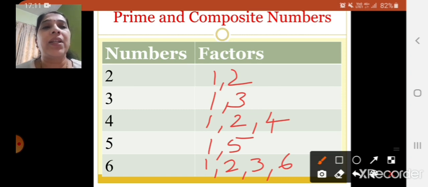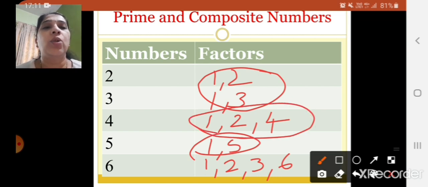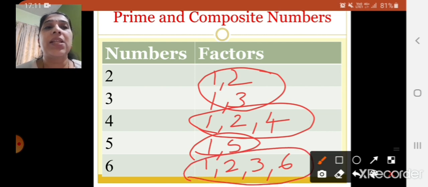So wherever there are only 2 factors, they are called as the prime numbers, right? Now 1, 5. Here also there are only 2 factors. So these are called as prime numbers. And where there are factors more than 2, right? Those are called as composite numbers. That is 1, 2, 4 and this 1, 2, 3, 6. These are all called as composite numbers.